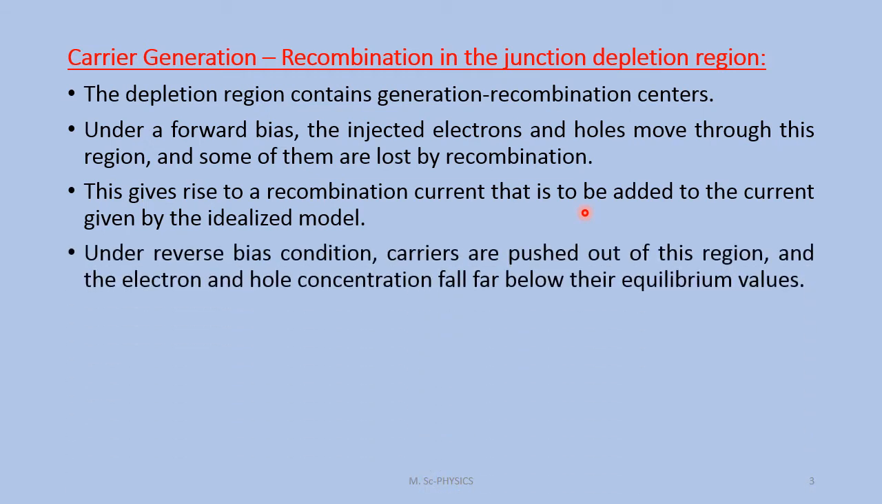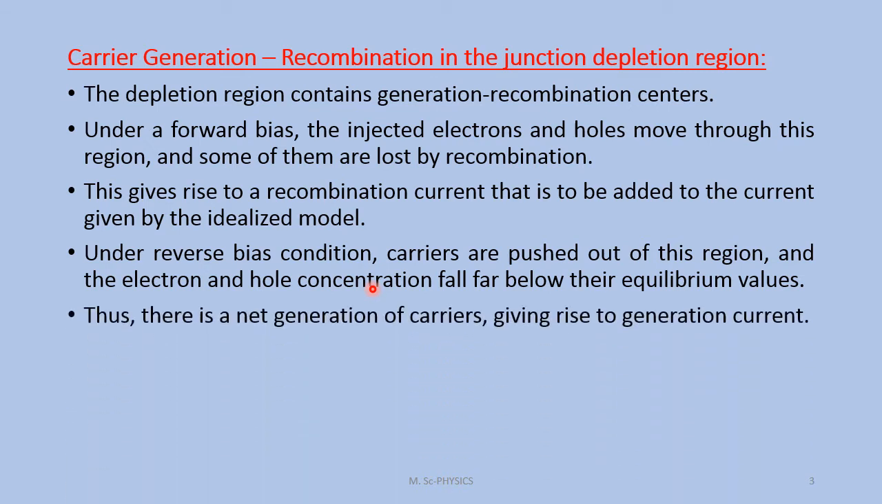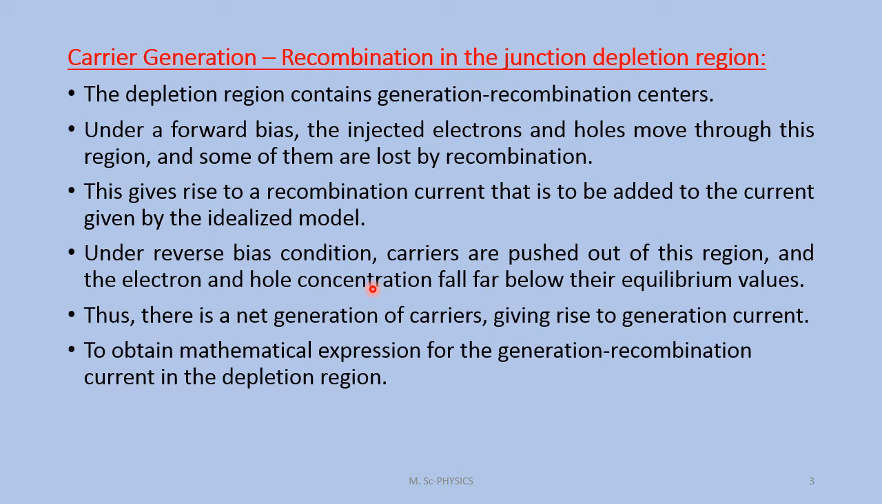Under reverse bias condition, carriers are pushed out of this region and electron and hole concentrations fall far below their equilibrium values. Thus, there is a net generation of carriers giving rise to generation current. We want to obtain a mathematical expression for the generation and recombination current in the depletion region. These are some general discussions on carrier generation and recombination in the junction depletion region.